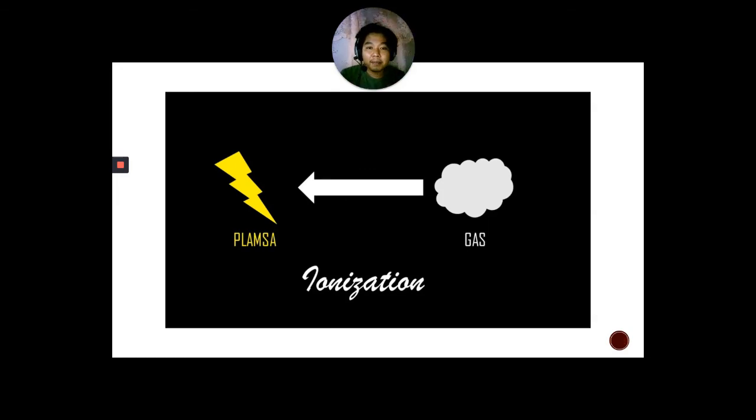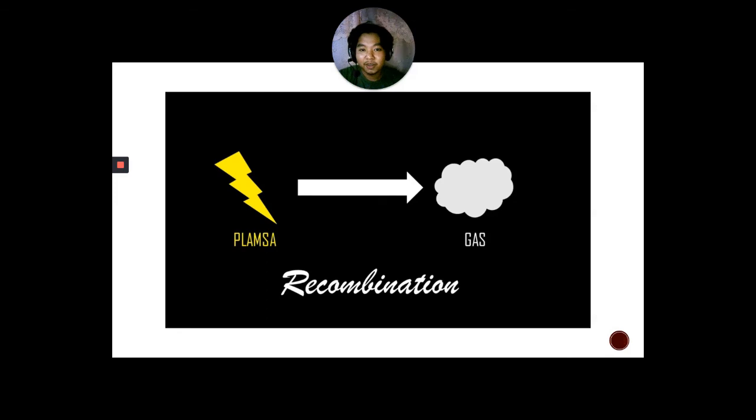So, ibabalik mo. Any word? And the term is recombination. So, you recombine them. You combine them again.